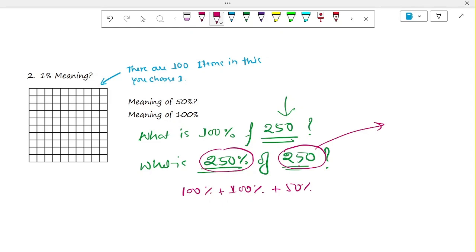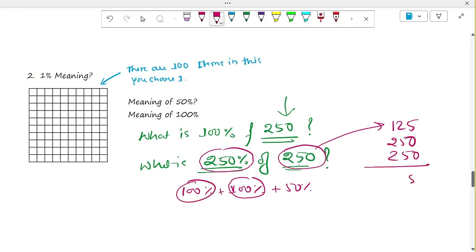50% means half of this. That is 125, right? And what is the 100% of this? 250. What is the 100% of this? Again 250. So if you add all of this, you are going to get your answer, 625.